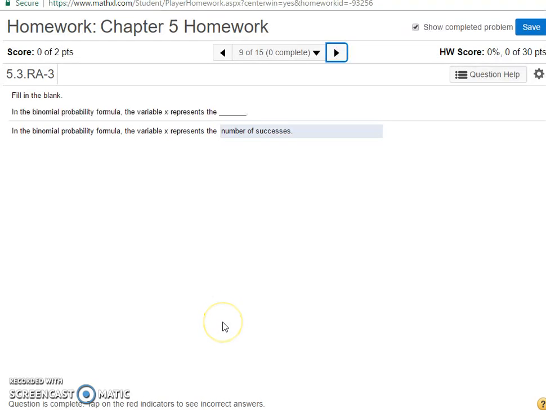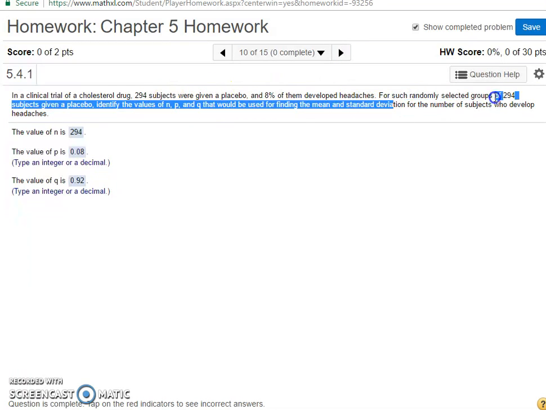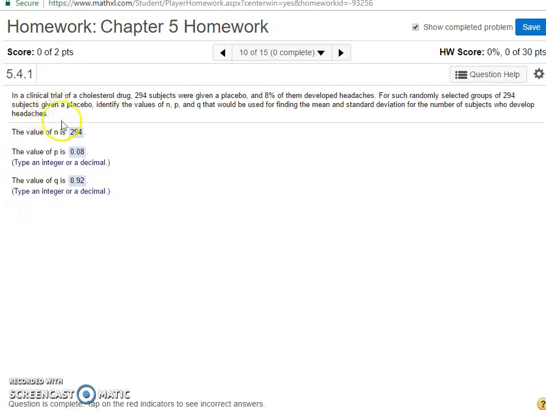So in the binomial probability formula, the variable x represents the number of successes, because remember, n is the number of trials. In a clinical trial of a cholesterol drug, 294 subjects were given a placebo. 8% of them developed headaches. For such a randomly selected group of 294 subjects given a placebo, identify the values of n, p, q, which would be used for finding the mean and standard deviation.